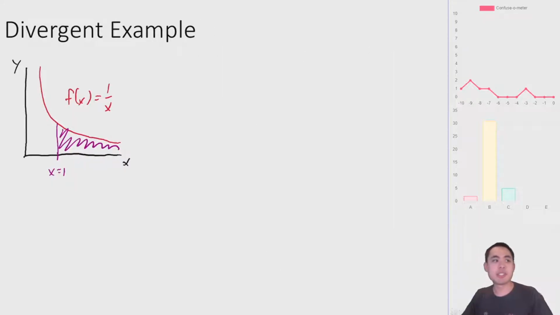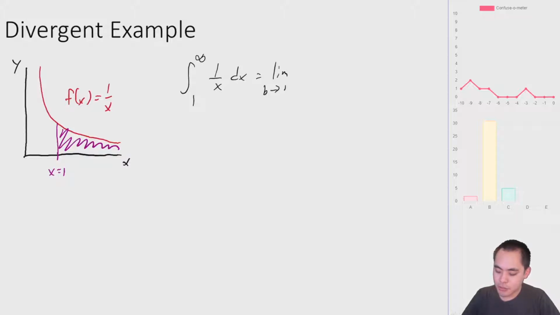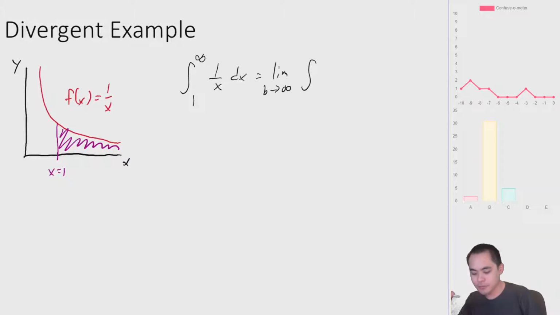Let's give a divergent example and see what happens. So here I've drawn f of x is equal to 1 over x. So now here the integral from 1 to infinity of 1 over x dx is going to be the limit as b goes to infinity of the integral from... Oh, sorry, can you go back, please? Yes, please stop me when I go too fast.